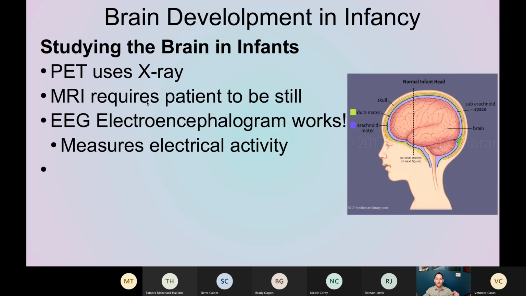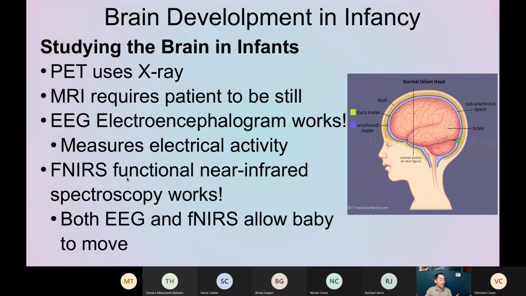EEGs actually work pretty well. You might have seen an EEG cap. You might have had an EEG, little electrodes that can see electromagnetic activity in your brain to see what parts of your brain are being active.